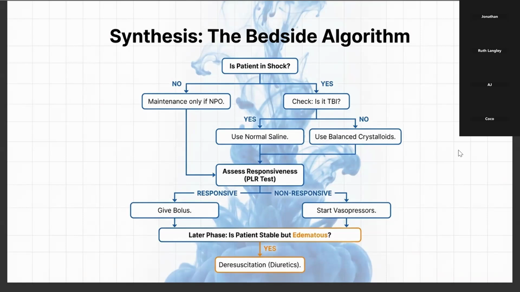So is the patient in shock? Yes. Check. Is it traumatic brain injury? No. Use Hartmann's. Yes. Use normal saline. And again, assess their responsiveness. If they are responsive, more fluid, another bolus. But later on, is the patient stable but edematous? Yes. We need to get that fluid off. Now's the time.